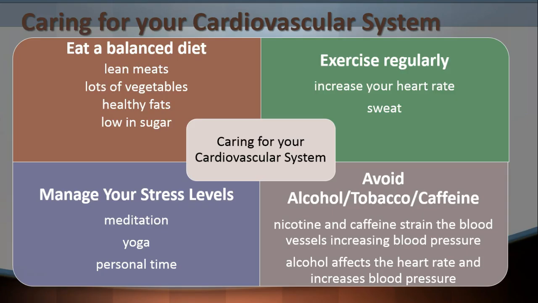And lastly, avoid alcohol, tobacco, and caffeine. Nicotine and caffeine tend to put a strain on the blood vessels that actually makes them clamp down so they're smaller, and that increases the pressure inside your blood vessels. With increased blood pressure, if that blood pressure gets too high, that blood vessel can rupture or burst. If it bursts and it's around the heart, that could lead to a heart attack. If it ruptures or bursts in the brain or by the brain, that can lead to a stroke. Alcohol can also adversely affect the heart rate, and it too increases blood pressure over time.